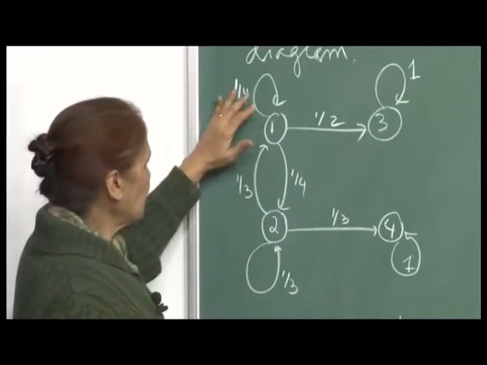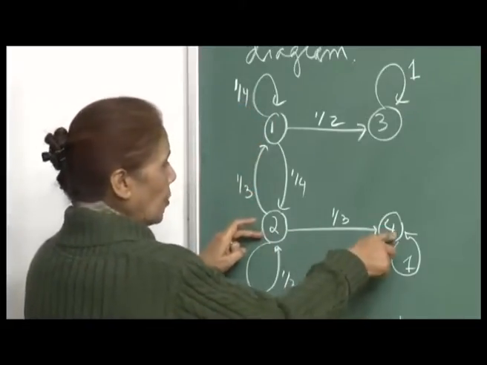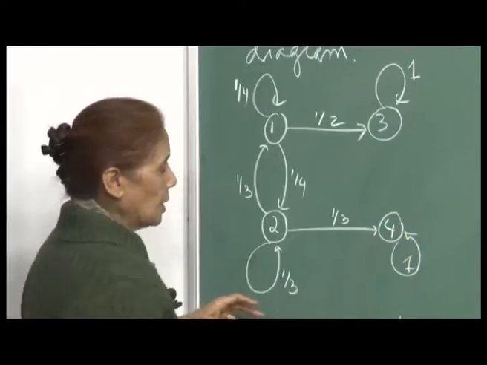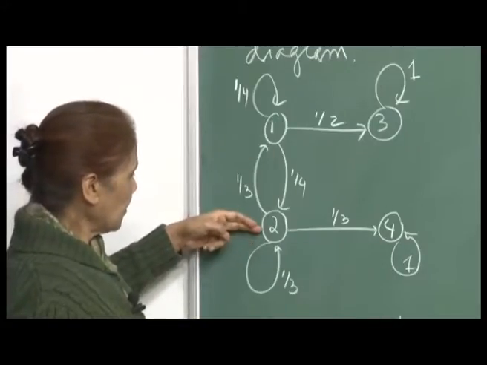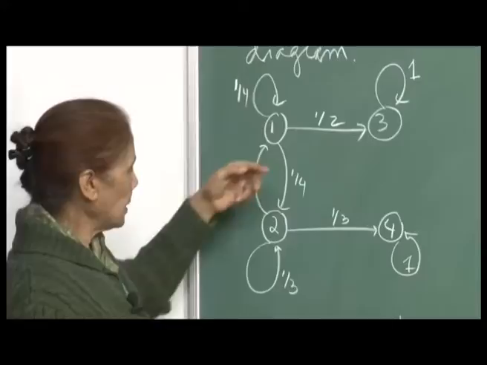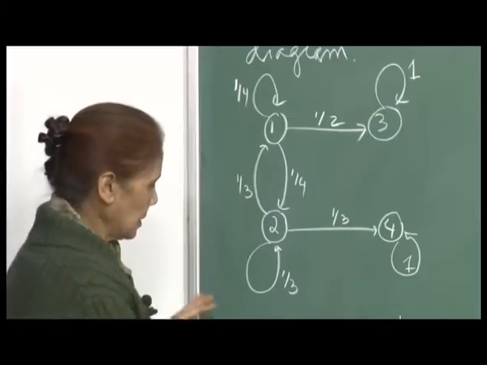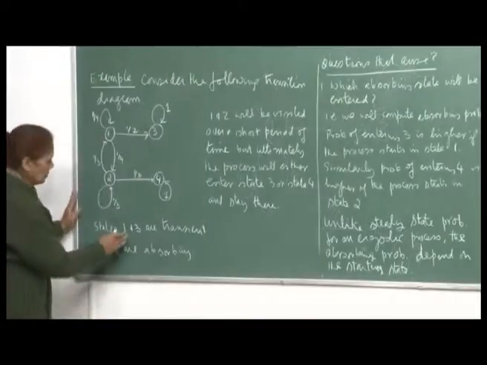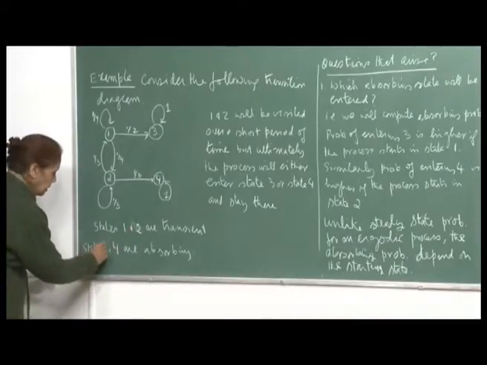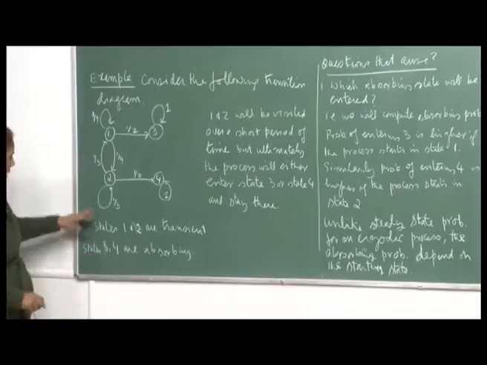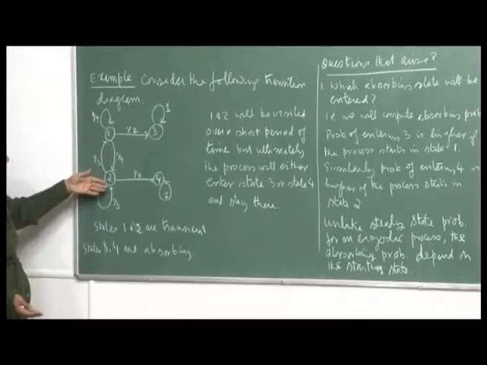Similarly, from 1 it can go to 2, and then from 2 if it transitions finally to 4, then 4 is an absorbing state, and so the process will again stop here. From 2 you can also go to 1 and 3, or 2 to itself, and then 2 to 4. So 1 and 2 are transient and 3 and 4 are absorbing. You can immediately see that just by looking at the transition diagram.